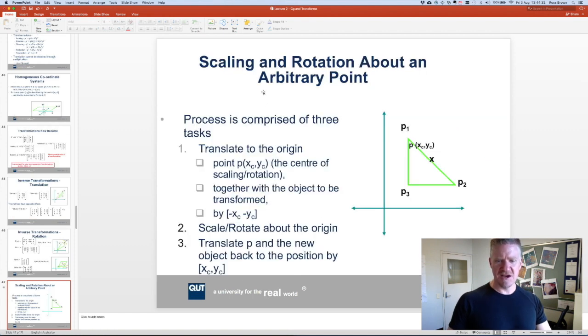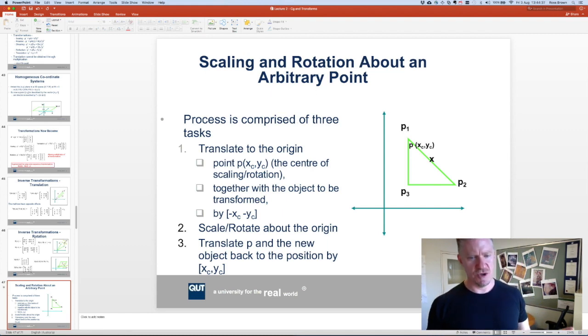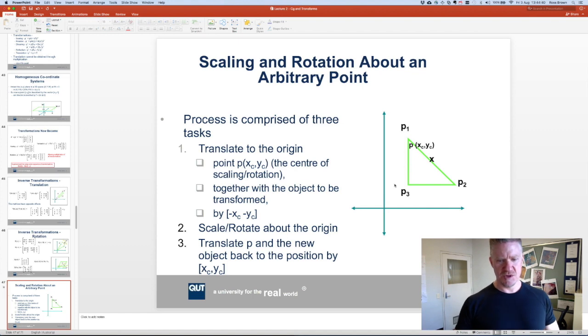And then scaling and rotating around an arbitrary point. The process comprises 3 tasks. You translate the points to the origin, so that the point that you're rotating around, in this case P, (Xc, Yc), is at the origin, together with the object to be transformed, so they're all translated back. You scale and rotate around the origin, and then translate via that original point P back to its original position, and that means it's been transformed around the point appropriately.